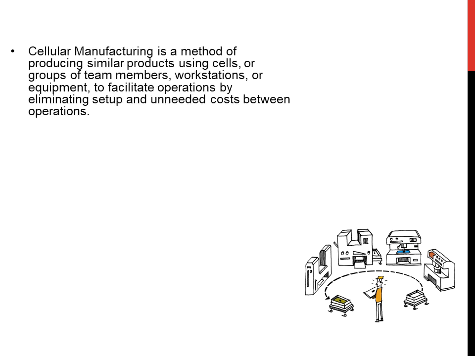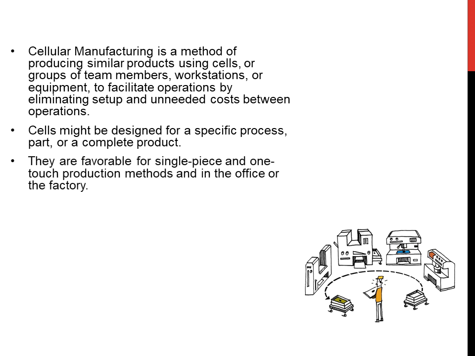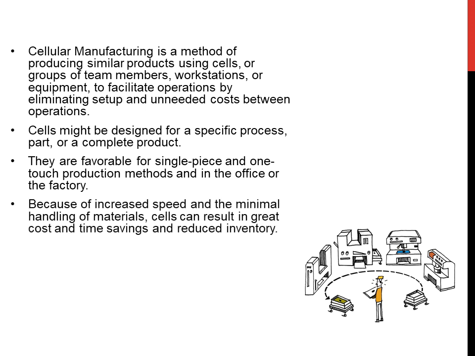Cellular manufacturing is a method of producing similar products using cells or groups of team members, workstations, or equipment to facilitate operations by eliminating setup and unneeded costs between operations. Cells might be designed for a specific process, part, or a complete product. They are favorable for single-piece and one-touch production methods and in the office or the factory. Because of increased speed and the minimal handling of materials, cells can result in great cost and time savings and reduced inventory.